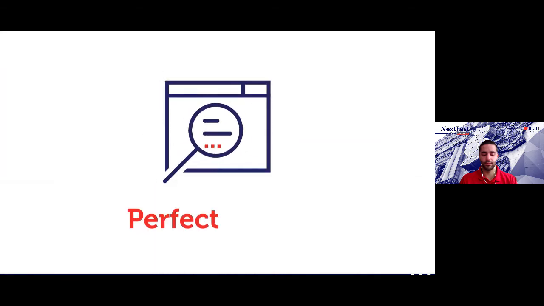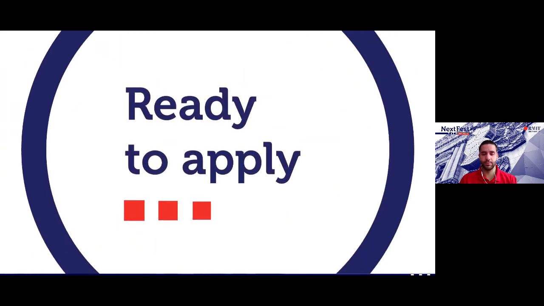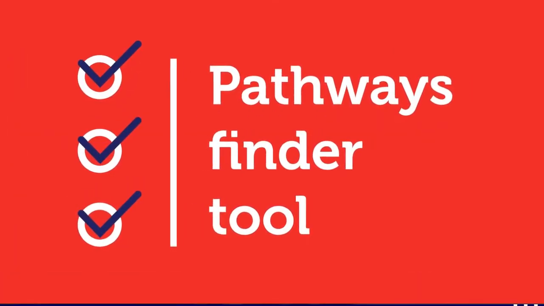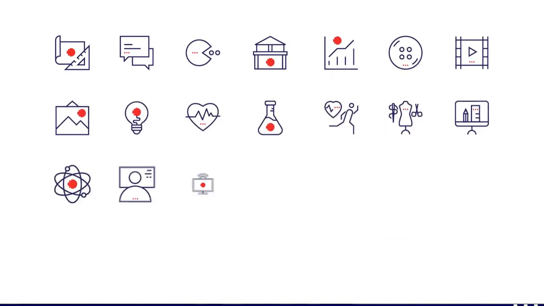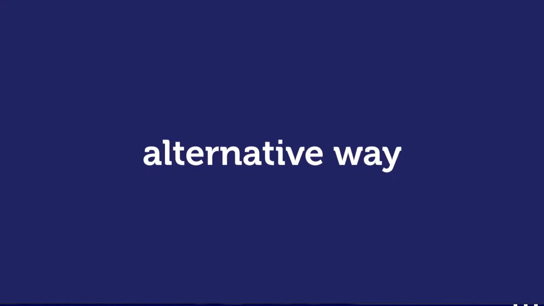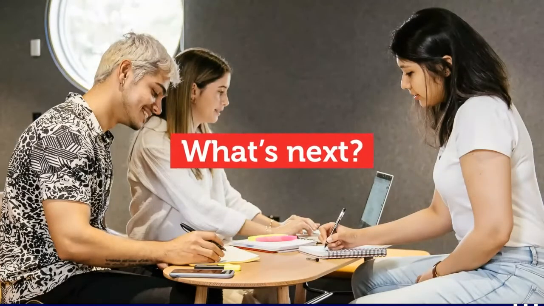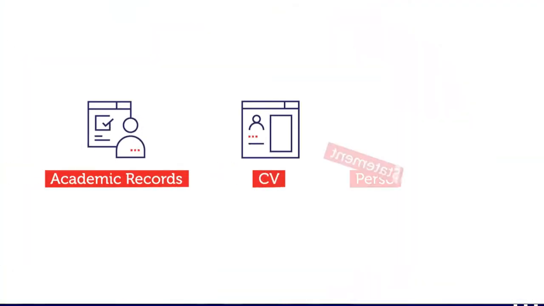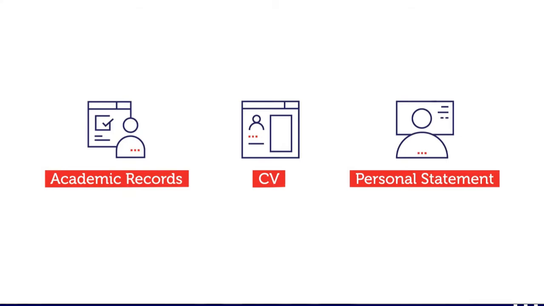So you've found the perfect course and are ready to apply to RMIT. Not sure that you meet the entry requirements? Use our Pathways Finder tool to explore courses that let you start studying now, then transfer courses later. It's a time-saving alternative way to reach your degree. What's next? Start getting your documents ready. These include academic records, your CV and personal statement. If you don't have everything you need now, you can still apply and submit them later.